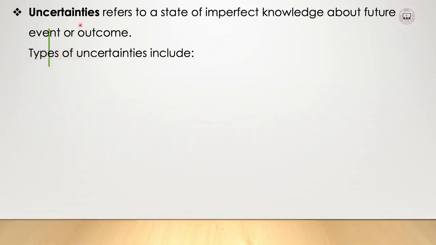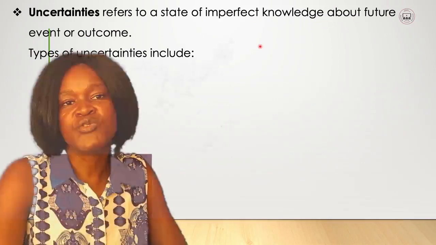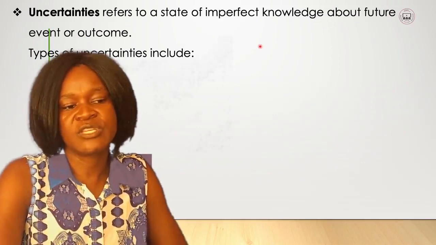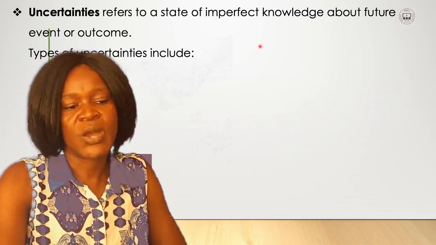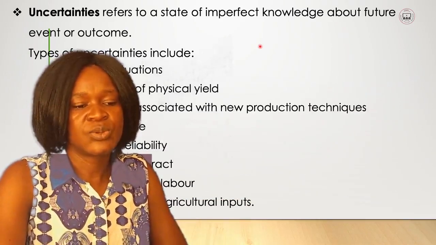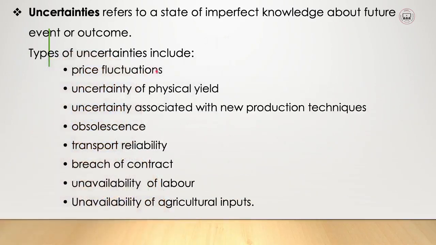While we can define uncertainties as a state of imperfect knowledge about future events or outcomes, we're talking of the state where you know nothing about the future. That's what we refer to as uncertainties. So good examples of uncertainties, we have price fluctuations, uncertainty of physical yield.